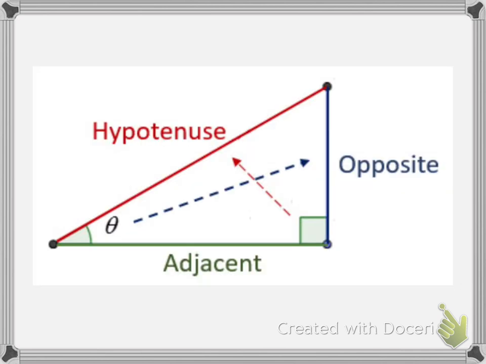Given a right triangle, first thing you're going to do is identify wherever your angle is that they give you. In reference to that angle, the side across from it is opposite. The side that touches it is considered adjacent. And of course, the hypotenuse will always be the longest side that is directly across from the right angle.